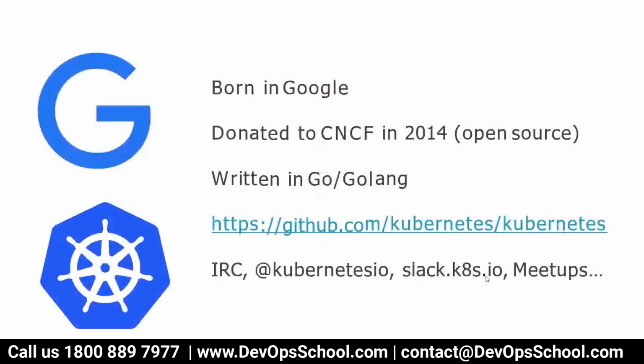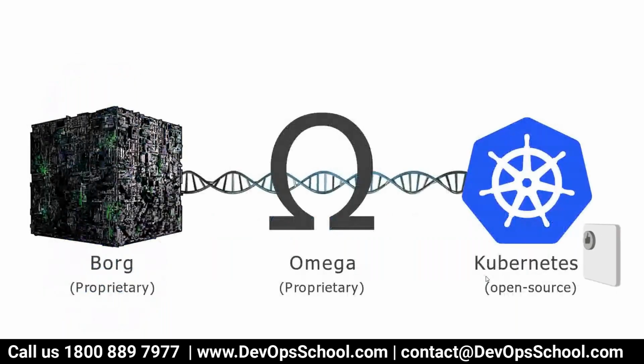So, guys, Kubernetes was born in Google, and Google donated this product to CNCF. CNCF is one of the largest organizations, something like a new generation of Apache, you can say. Kubernetes became open source in 2014. This product is written in Golang. Source code you can find on GitHub. Some of the websites are kubernetes.io, Slack channels, meetup groups, and many more. So now, where did it come from?